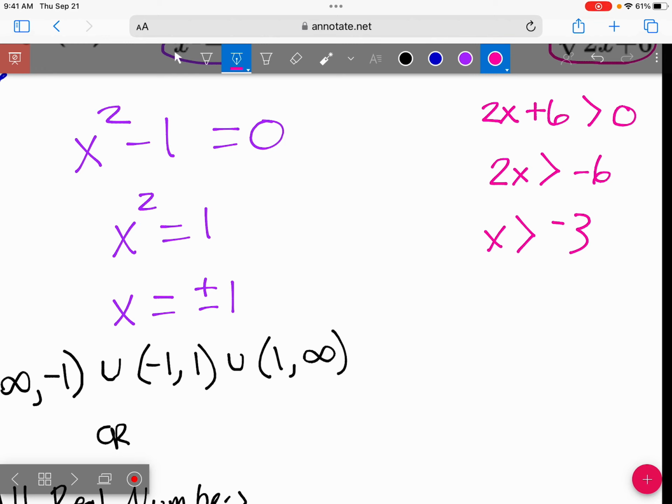So how do we write this as an interval? Negative 3 to infinity. Parentheses on the infinity, always and forever. Parentheses or bracket on negative 3? Parentheses, because it cannot equal negative 3 or we get a 0 in our denominator.